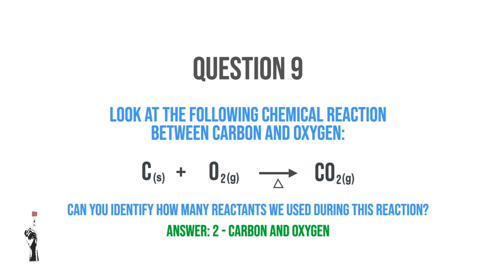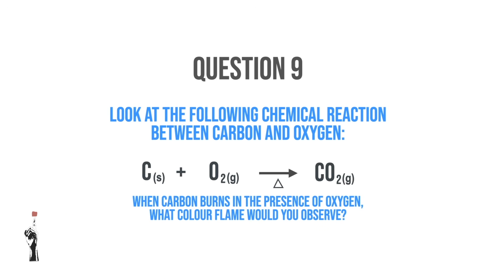For our final question as it relates to this equation, when carbon burns in the presence of oxygen, what color flame would you observe? So it's good to remember that charcoal is made up of carbon atoms. So when you get stuck on this question, think of the color of the flame that you see when you are busy having a braai or a barbecue. The color of the flame is orange-red. The product formed is carbon dioxide.